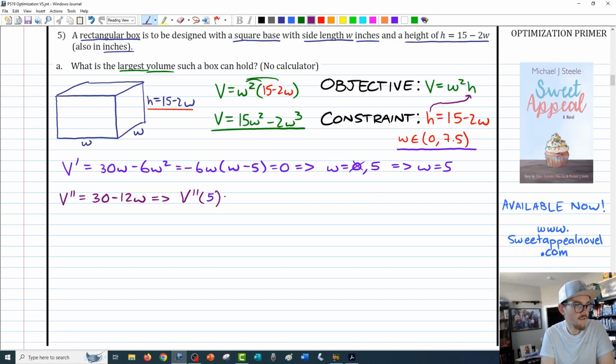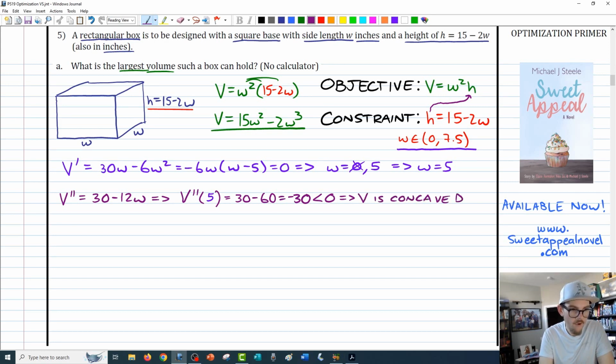So what is this value? Well, this will be 30 minus 12 times 5, which is 60, which equals negative 30. Now, negative 30 is less than 0. Pretty obviously, it has that negative in there, which means that our function v is concave down.